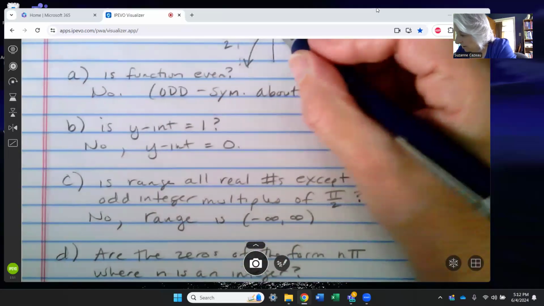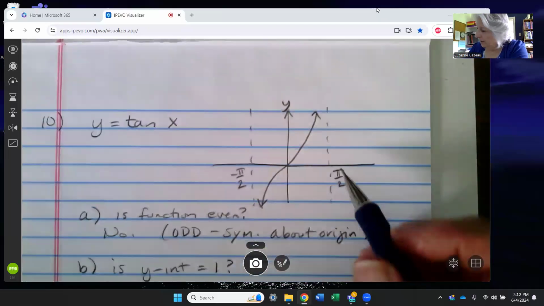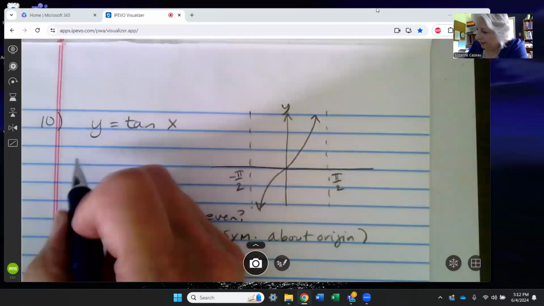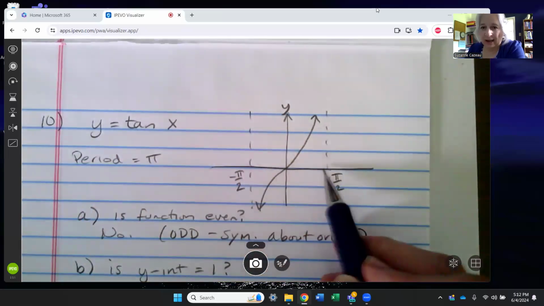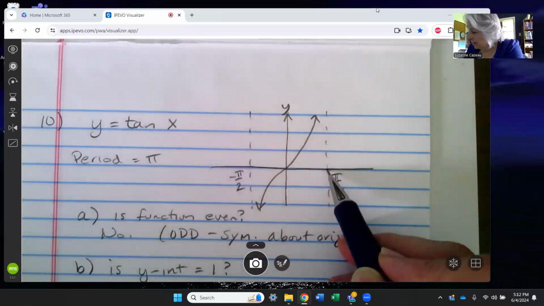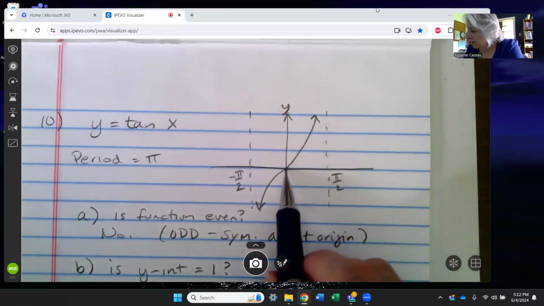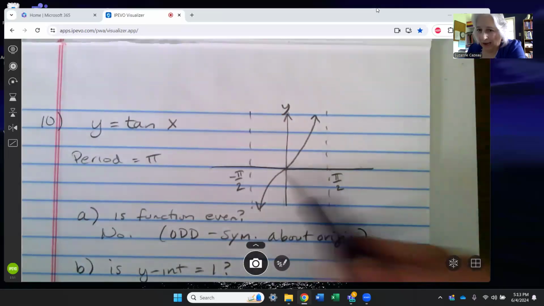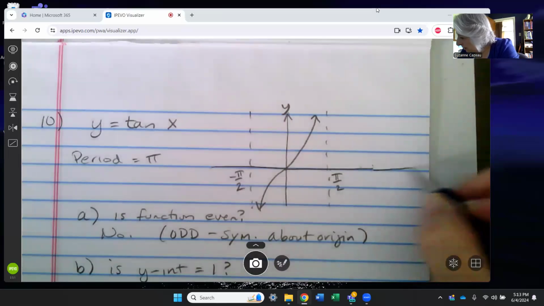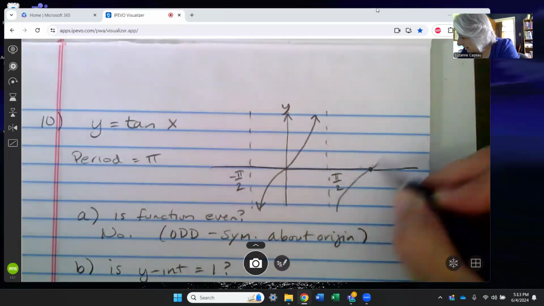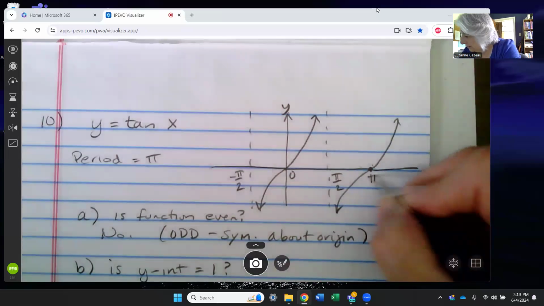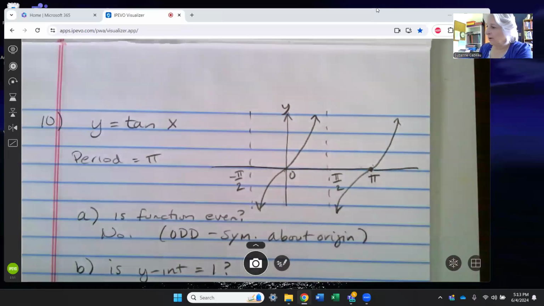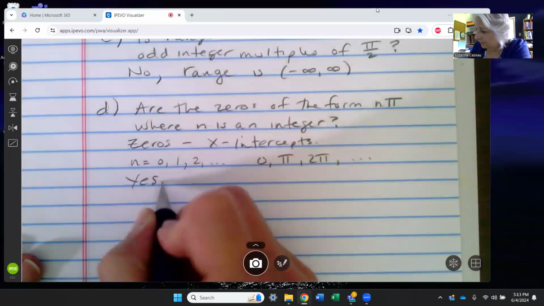And so here's 0. Now I know that the period is pi, because from here to here is pi. So that means from here to the next one is going to be pi. So the next one over here where it crosses again is going to be at pi, because you've got to add pi to get to the next point. And then again, another pi, and so on. And so, yes, those are zeros. So the answer is yes.